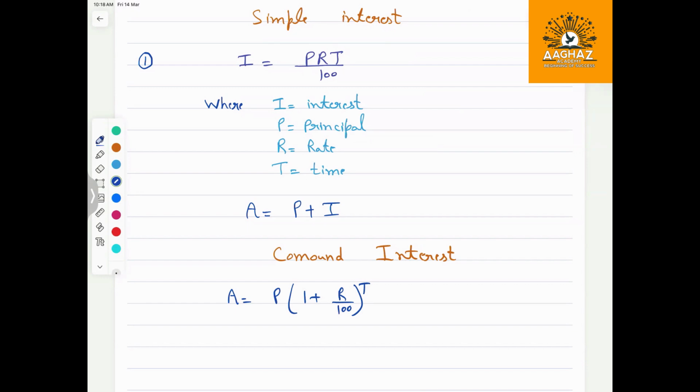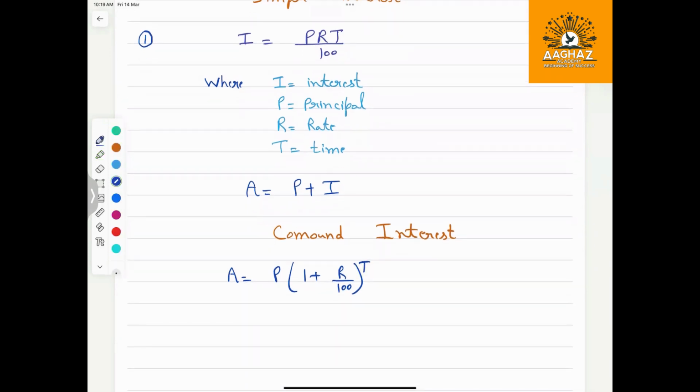In this formula, we already know that A is the total amount, P is the principal. Principal means starting amount, okay? R means rate, T means time. And if I want to find the I value, after finding the A value, I will use this formula to find the value of I. Because A we will find with this formula, P we will have in the question, and now I can find I easily.